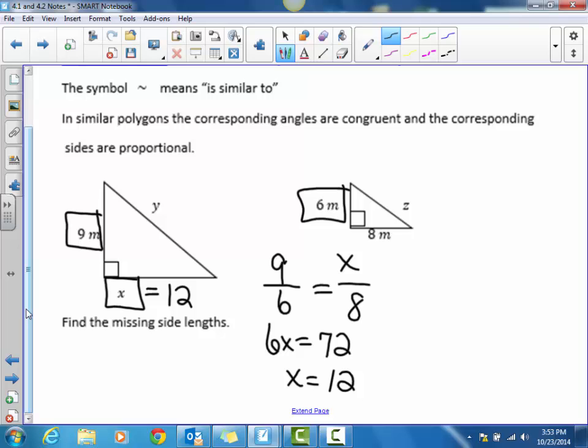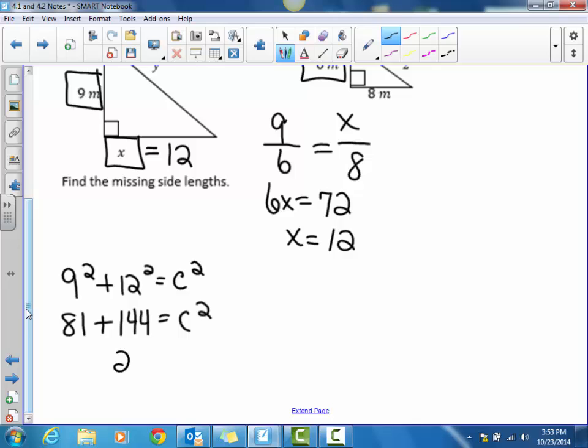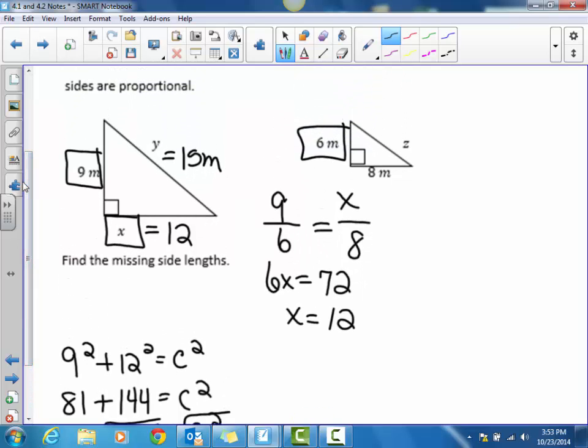Well, fortunately for us, these are right triangles, and I did that on purpose because I wanted to remind you of the Pythagorean theorem. 9 squared plus 12 squared equals c squared. And these are actually Pythagorean triples, 3, 4, 5, or a multiple thereof. 81 plus 144 equals c squared. 225 equals c squared. Take the square root of both sides, so 15 equals c. So this is actually 15 meters right here, and this measurement is going to be 10 meters. Okay?